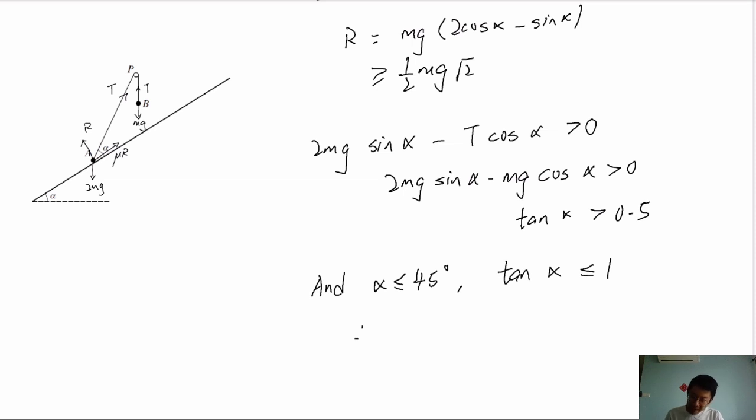So when we combine the two inequalities together, we are able to prove this: tangent alpha is in between 0.5 and 1. So that would be for our part 3.